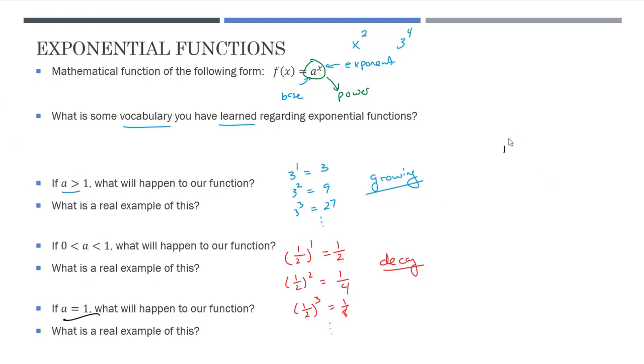And our final example is, what if a is exactly 1? Now this one's not that exciting. 1 to the power of 1 is 1. 1 squared is still 1. 1 cubed is 1. Yeah, no change. No surprise.